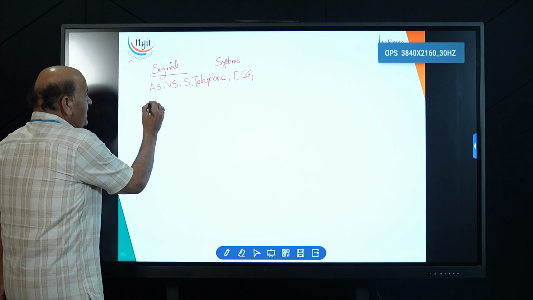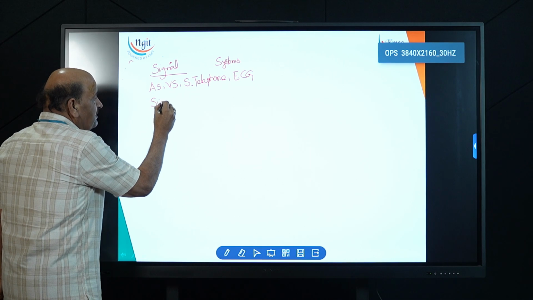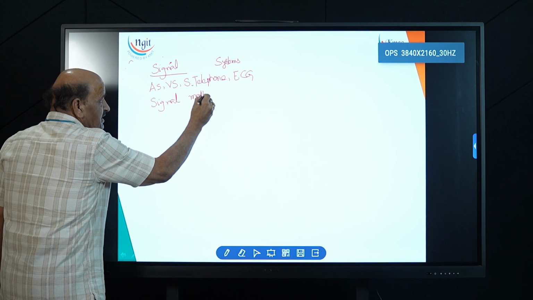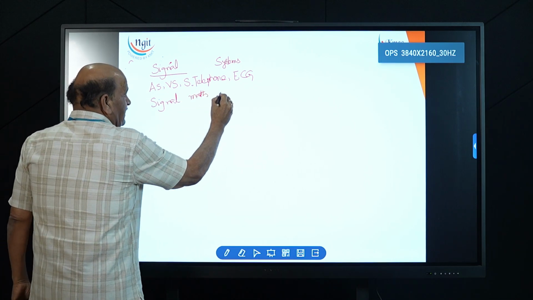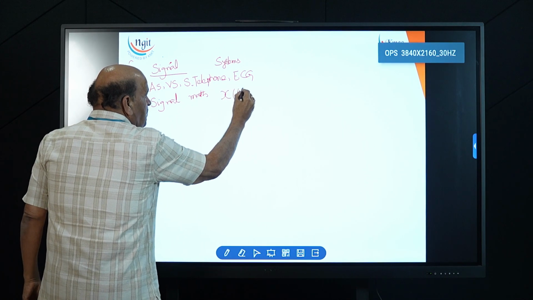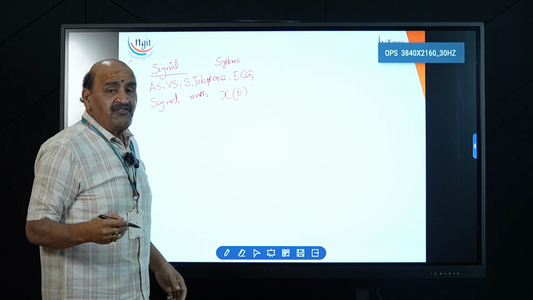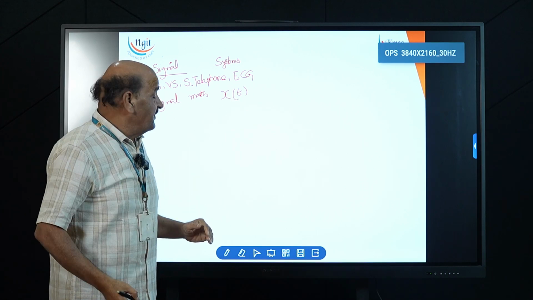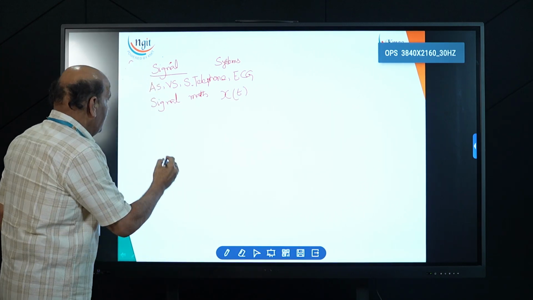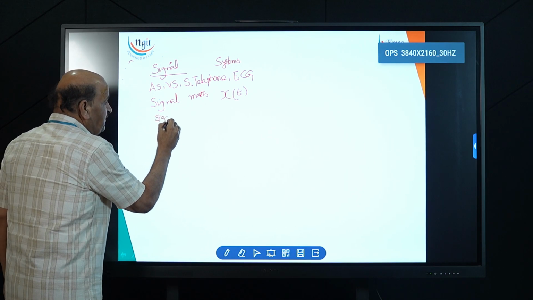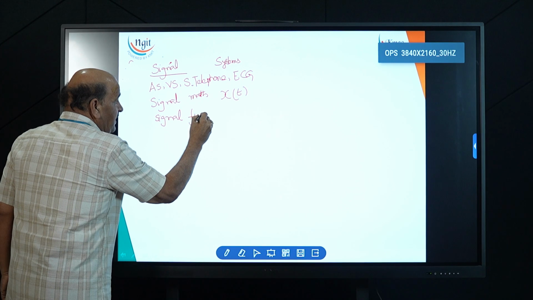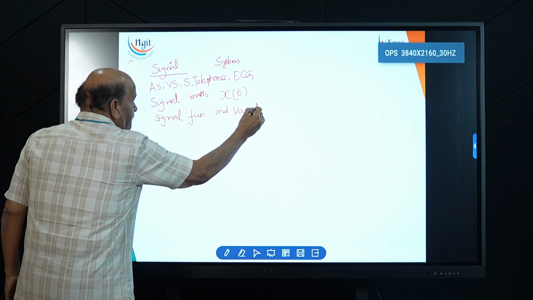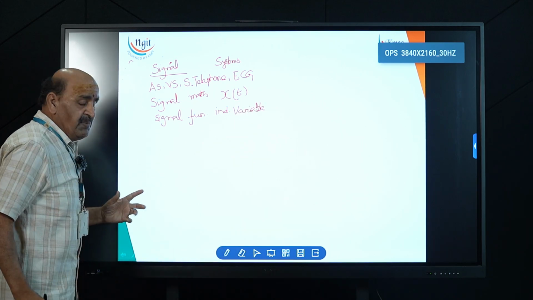Basically, a signal is a mathematical representation. A signal can be demonstrated by a mathematical representation. How can we represent it? For example, x of t. We can write the same thing in terms of y of t also. This is called x of t. Now look at the first point: a signal is basically a function of an independent variable.